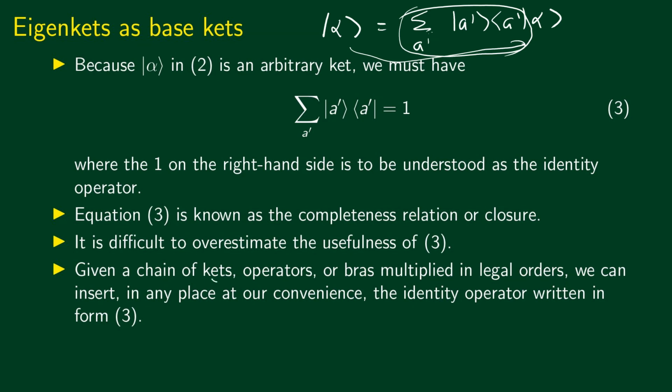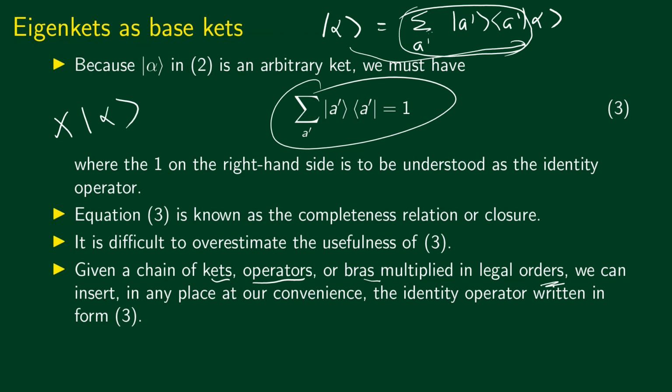Given a chain of kets, operators, or bras multiplied in legal orders, we can insert at any place at our convenience the identity operator written in this form. For example, let's say that we have got an expression like this. This is a legal multiplication. I could insert, not a ket, sorry, I can insert an identity operator here. I can insert another identity operator here. Then look at the expression, and we'll see that we get some nice way of representing these operators and kets. We'll come to that in the next class, maybe.